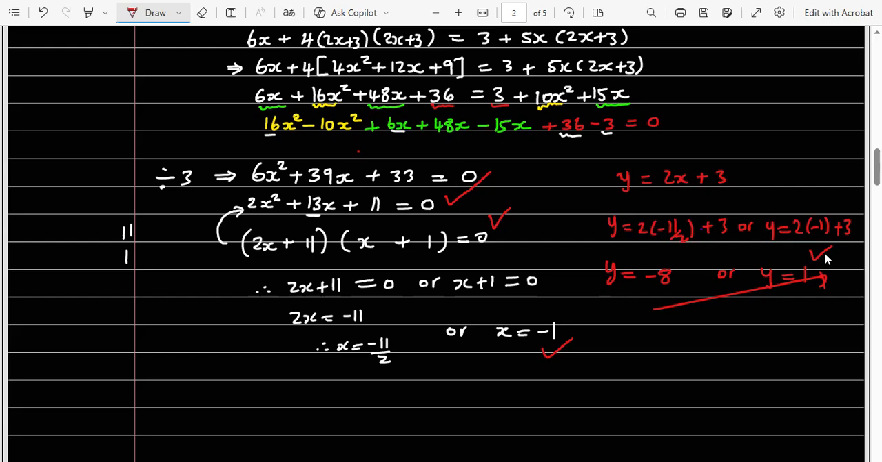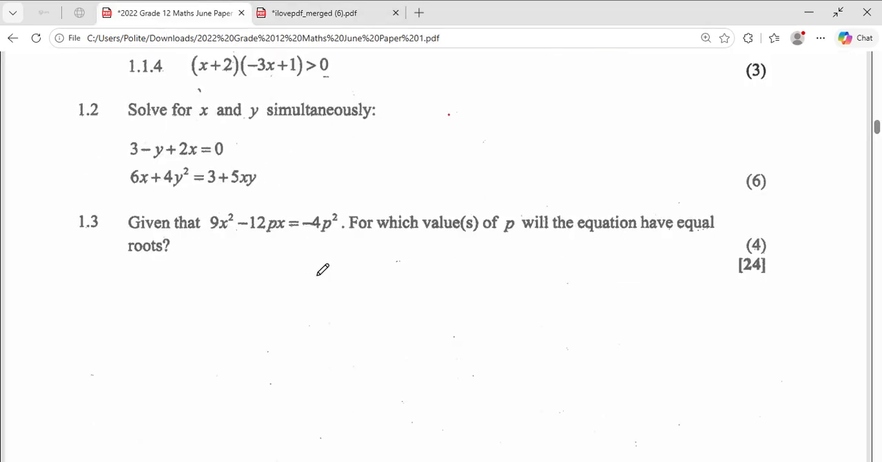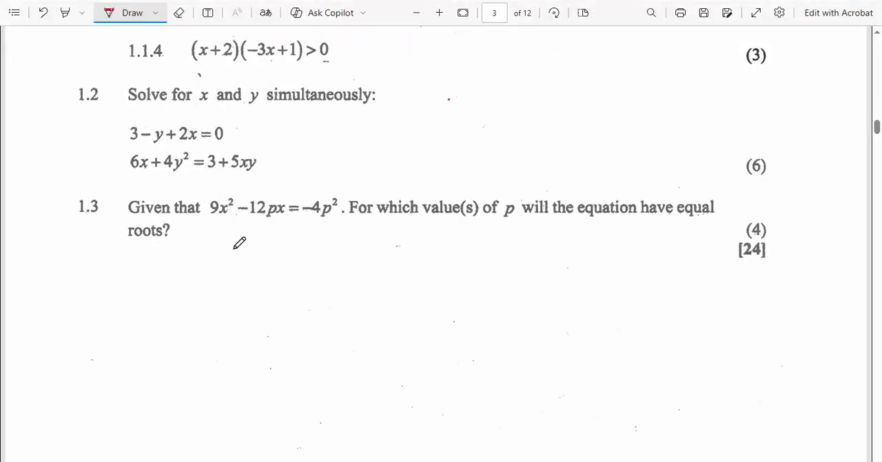Let me look at the last question of this question 1. It says you are given 9x squared minus 12px equals minus 4p squared. Is this a good question or what? For which values of p will the equation have equal roots?